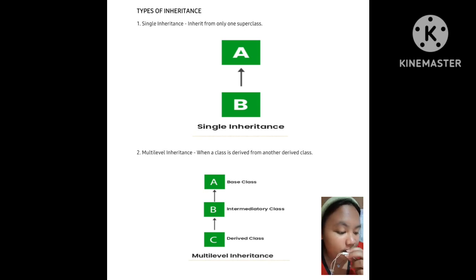Multi-level inheritance is when a class is derived from another derived class. So base class, intermediary class, then derived class. That is why it is called multi-level inheritance.